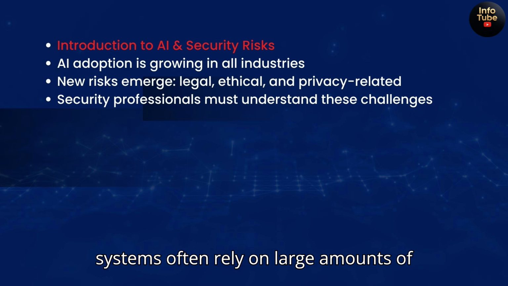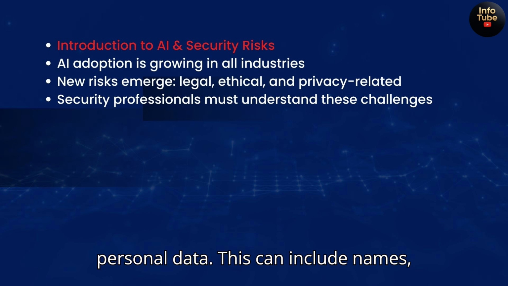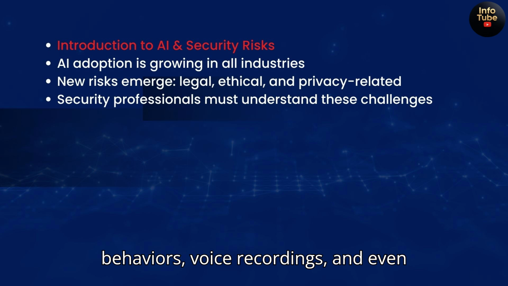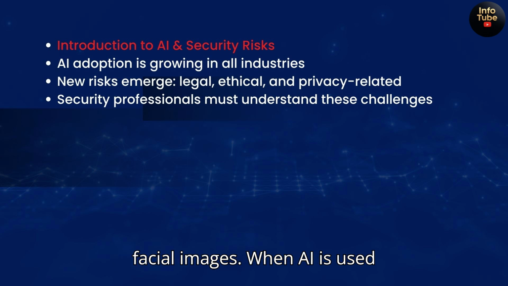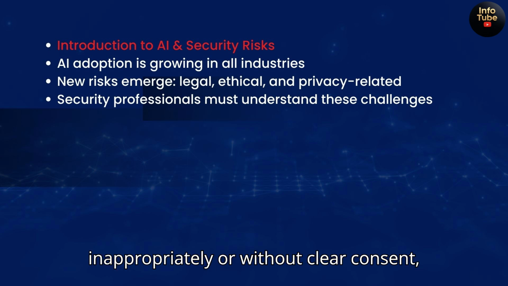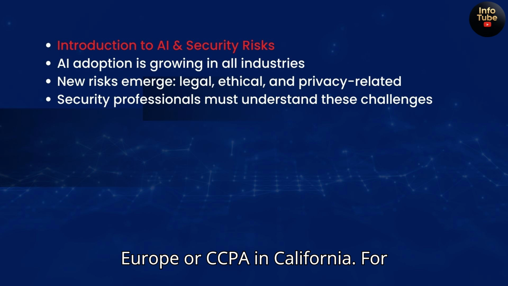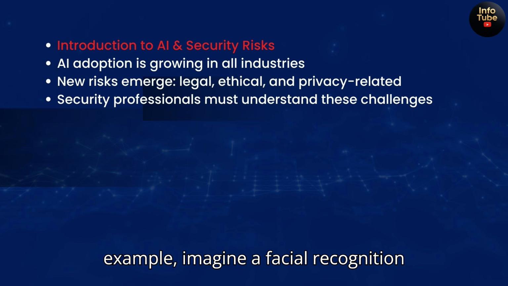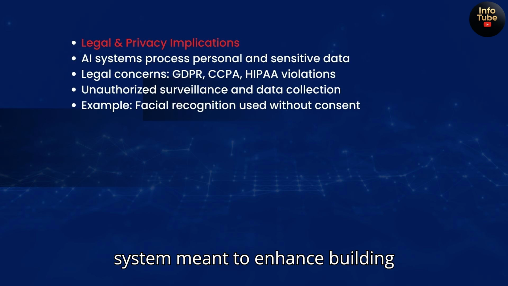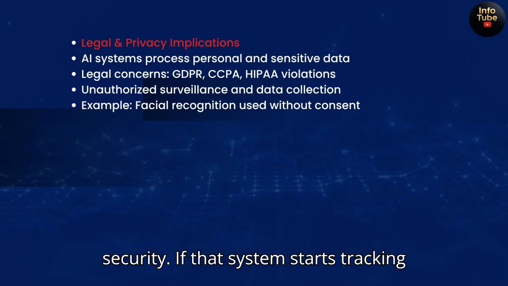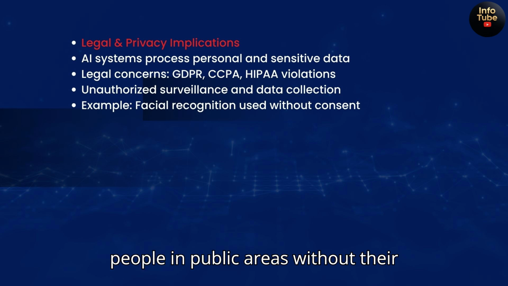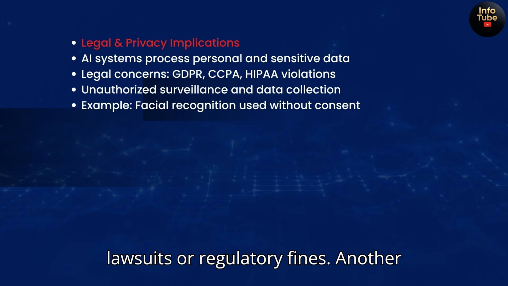AI systems often rely on large amounts of personal data. This can include names, behaviors, voice recordings, and even facial images. When AI is used inappropriately or without clear consent, it can break privacy laws like GDPR in Europe or CCPA in California. For example, imagine a facial recognition system meant to enhance building security. If that system starts tracking people in public areas without their consent, the organization may face lawsuits or regulatory fines.